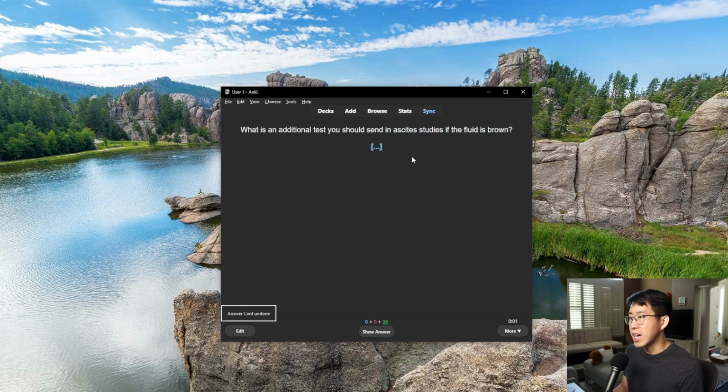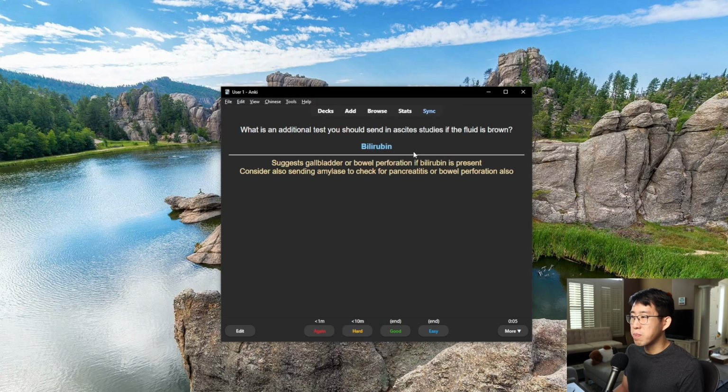What is an additional test you should send in ascites fluid? If the fluid is brown, this would be bilirubin, and you should check if there's a bilirubin leak. And this can sometimes happen if there is a gallbladder or bowel perforation that can cause a biliary leak. You can also consider sending an amylase to check for pancreatitis or bowel perforation as well.